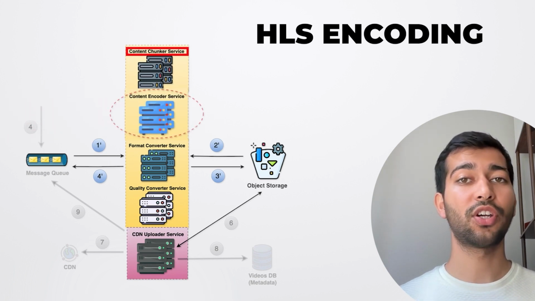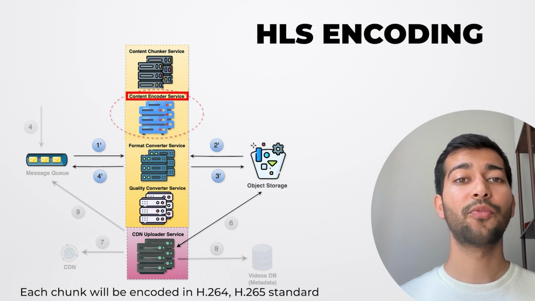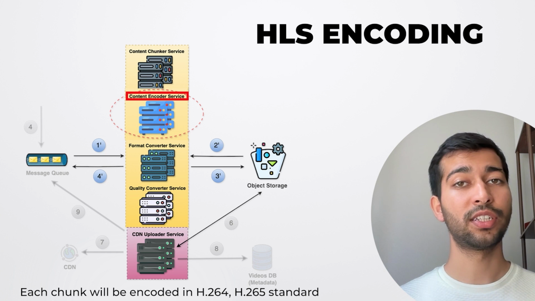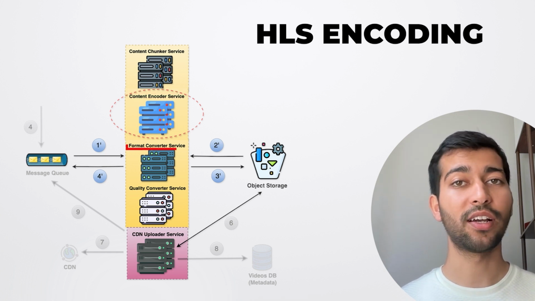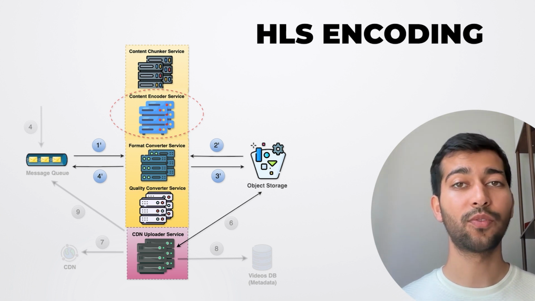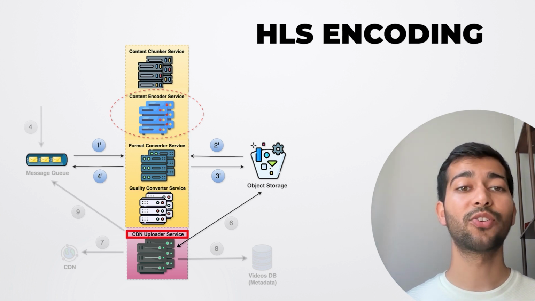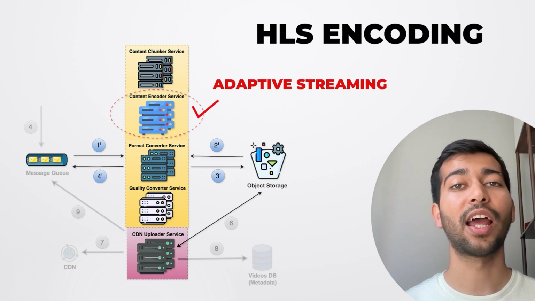First, the content chunking is done. In the second step, encoding is done. That is, each chunk will be encoded in H264 or H265 standard. Then we'll do the format conversion, and the fourth step would be the quality conversions, and the fifth one, the CDN upload. This introduction of the encoding step ensures that our workflow aligns with what HLS needs, enabling adaptive streaming.